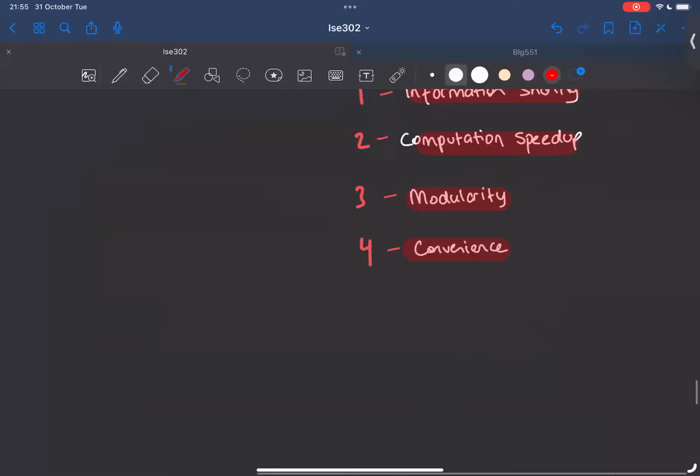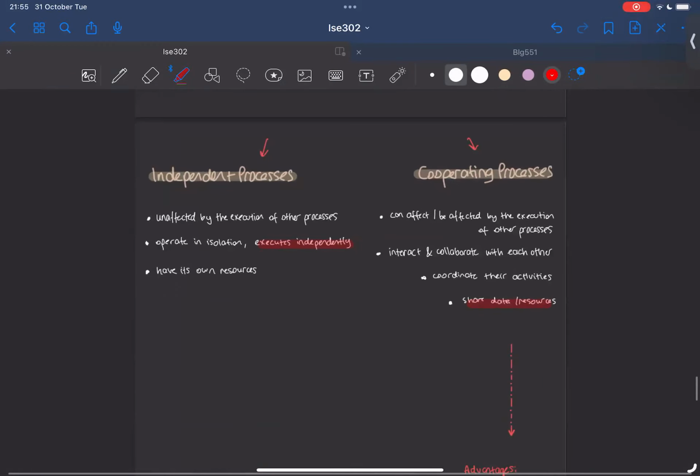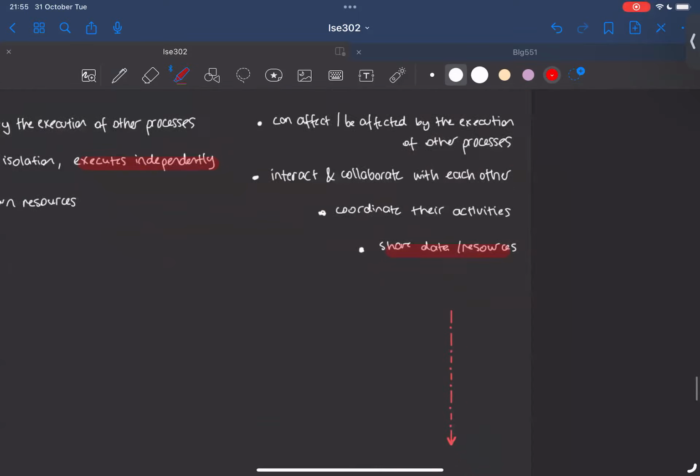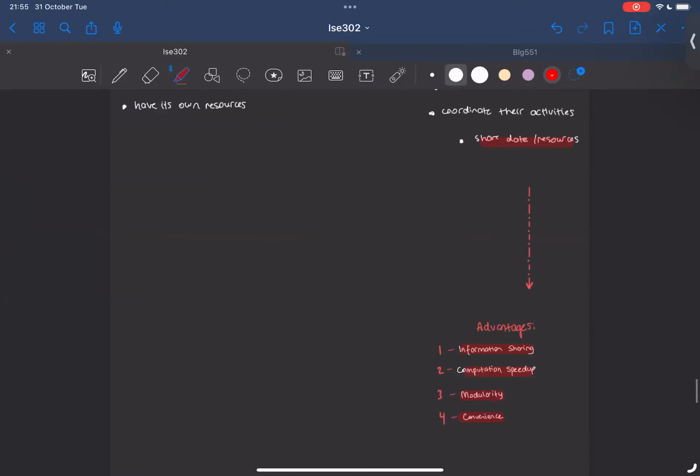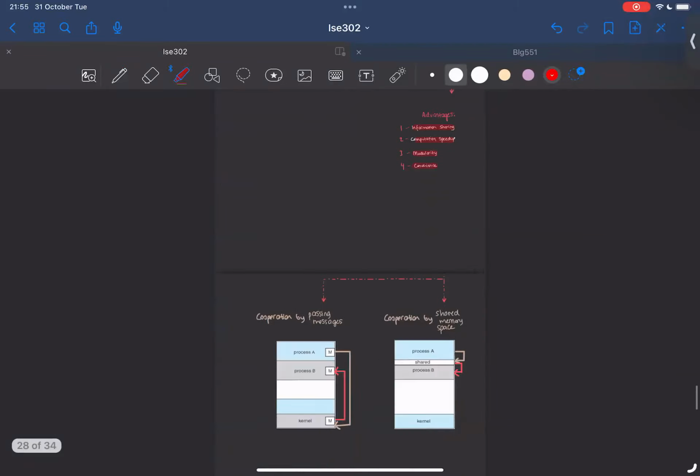So in conclusion, we can say that cooperating processes play an important role in systems where interaction, data sharing, and collaboration are required. And by cooperating, processes can share information, speed up computation, achieve modularity, and provide convenience to users. If we understand the benefits and reasons for cooperating processes, we may look at communication ways of processes.